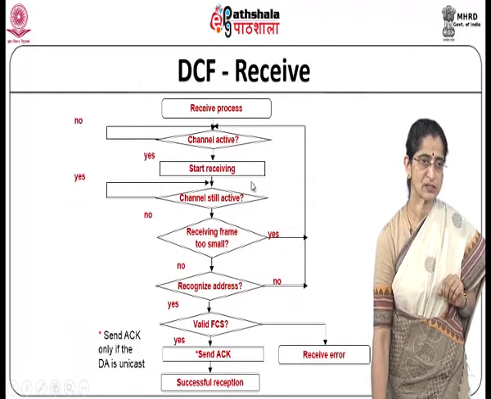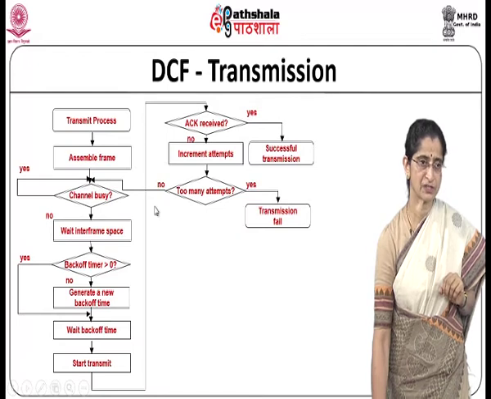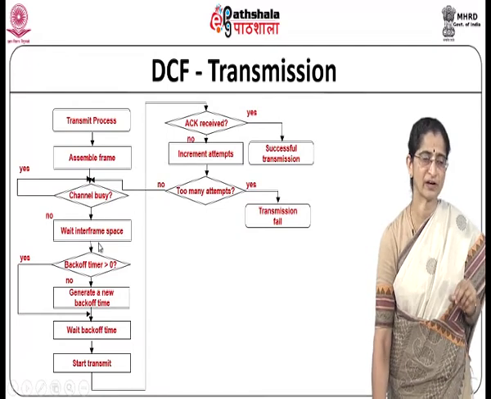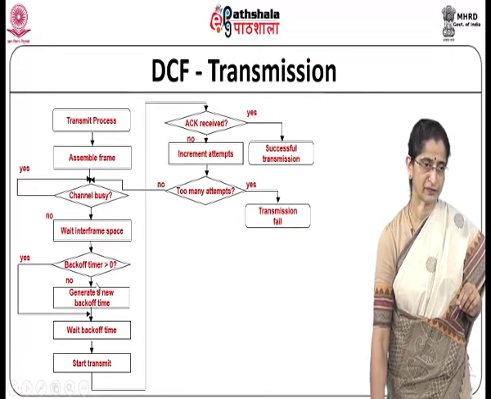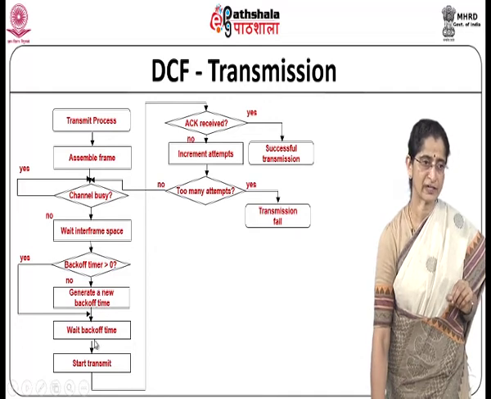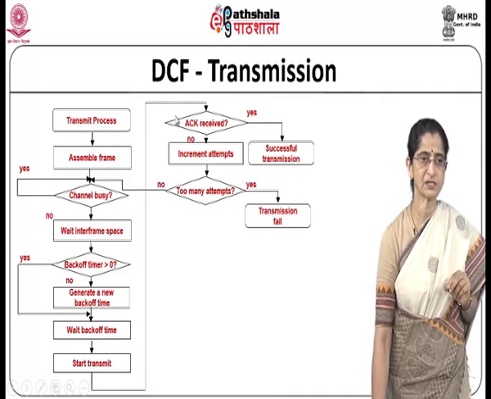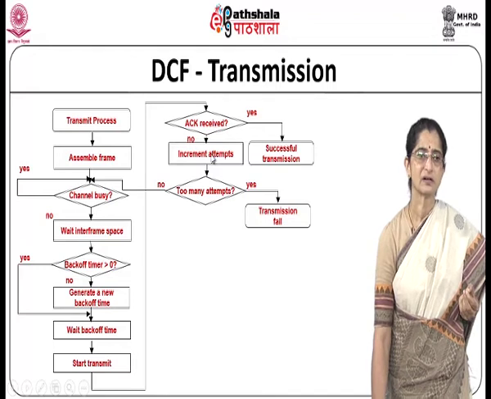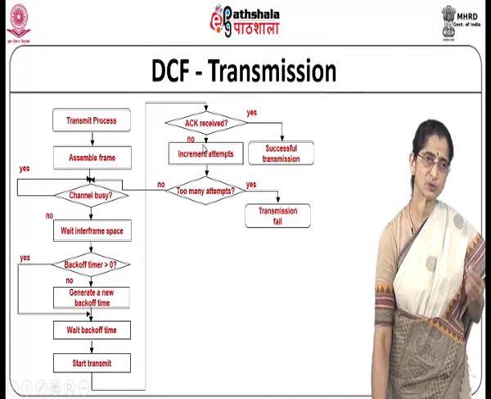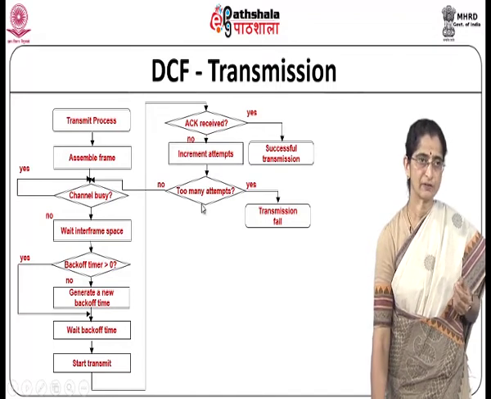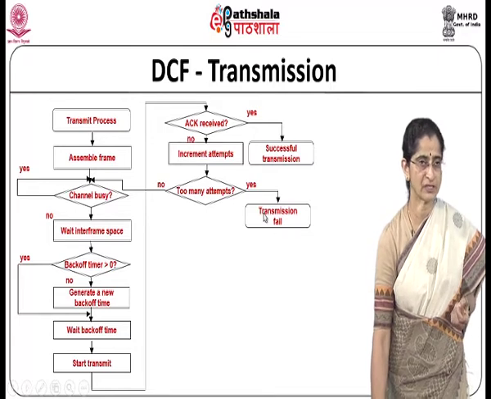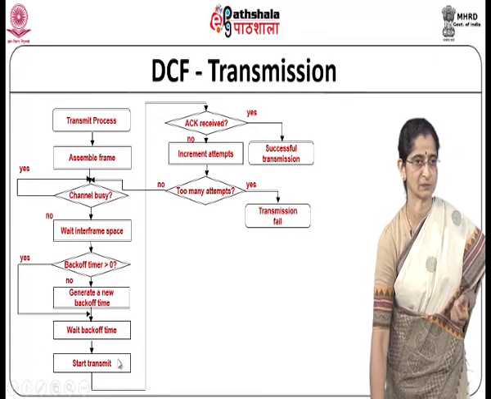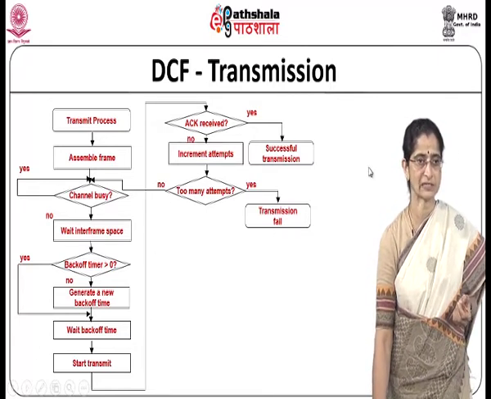So this basically tells you how the DCF transmission takes place. You check whether the channel is busy, you wait for interframe space, you have a back off timer, you generate a new back off time, wait for the back off time, and start to transmit. Okay, if the ACK is received, fine, successful transmission. Otherwise you increment the number of attempts, and if there are too many attempts, you say that the transmission has failed, otherwise you go back and transmit the whole thing. So this is what happens on the transmitter side.